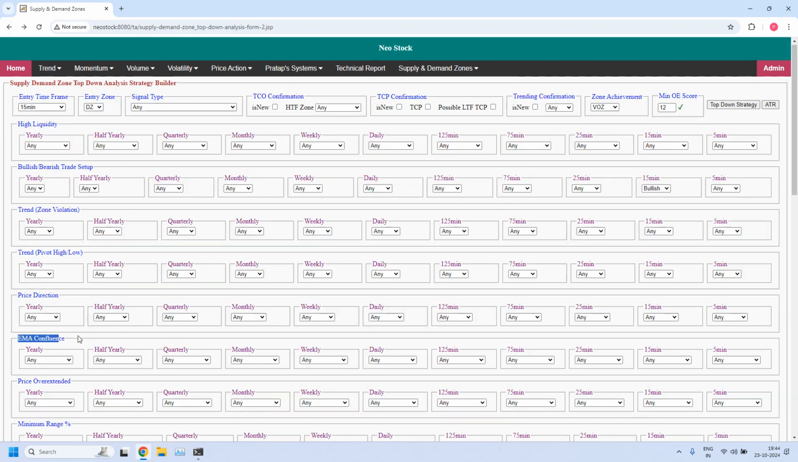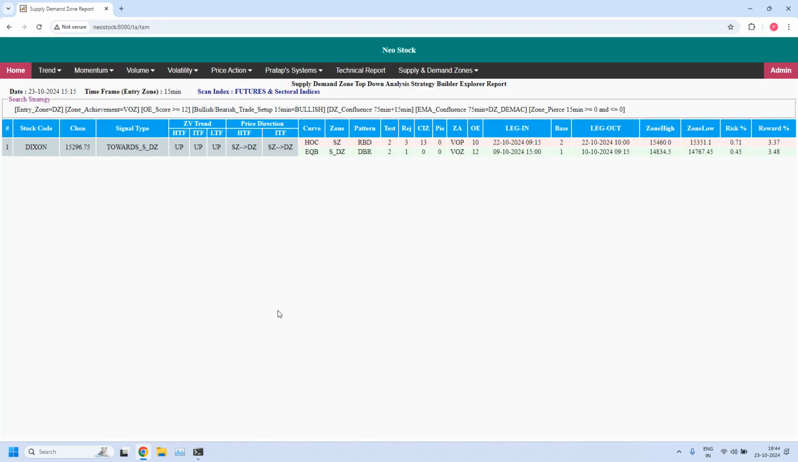So in the EMA confluence at 15 minutes time frame, not 15 minutes, 75 minutes, because 15 minutes zone is part of the 75 minutes zone. So the 75 minutes demand zone with the daily EMA confluence I am verifying. So one stock is filtered. Excellent. So this is a high probability setup supported stock.